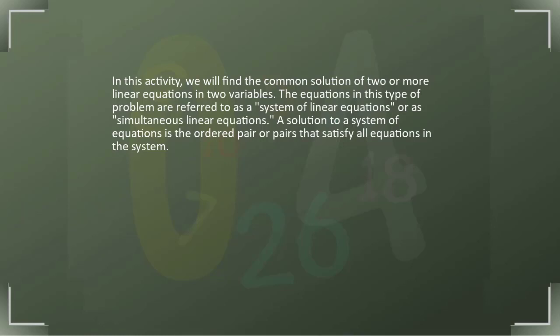The equations in this type of problem are referred to as a system of linear equations or as simultaneous linear equations. A solution to a system of equations is the ordered pair or pairs that satisfy all equations in the system.